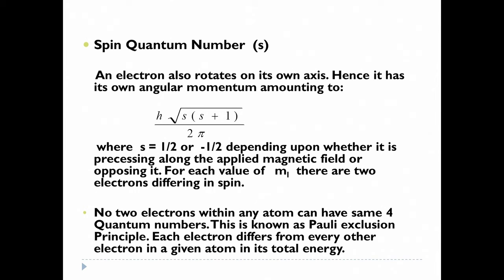Without going into details, we just have to confirm now that in any orbital there can be only 2 electrons within any atom. That means all the 4 quantum numbers cannot describe a single electron or 2 electrons. No 2 electrons will have identical 4 quantum numbers. That is what it means finally.